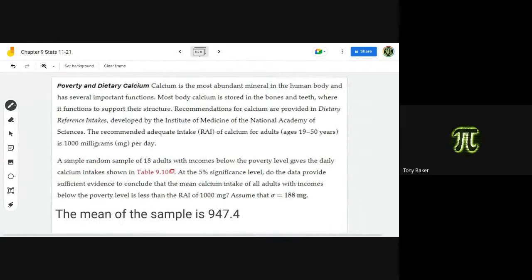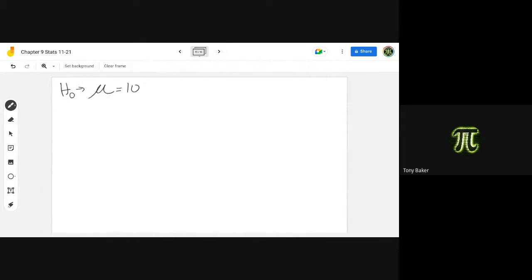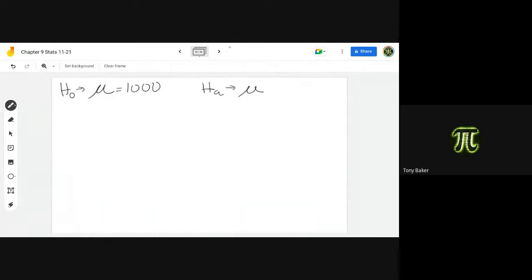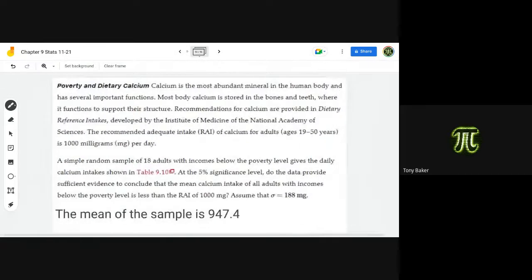Everybody's got the information down, right? So I can actually start doing it. Okay, so my sample mean is 947.4, the mean is 1,000, and the z-score is 1.88.